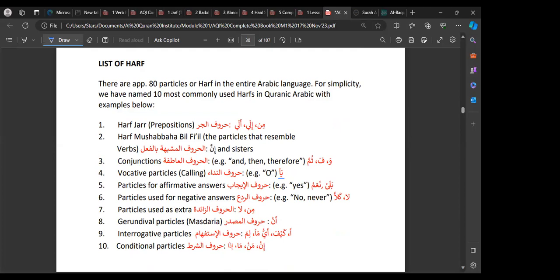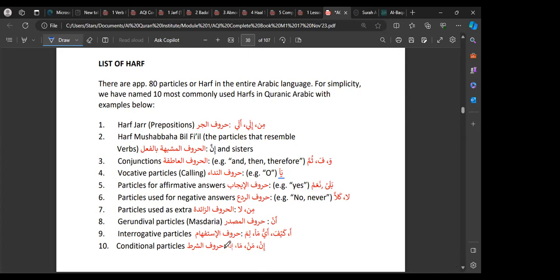Interrogative particles, or huruf al-istifham. These are the words to ask a question. Ahad bait, is this a house? Kaifa, ayu, ma, lima. All words that you use to ask questions.